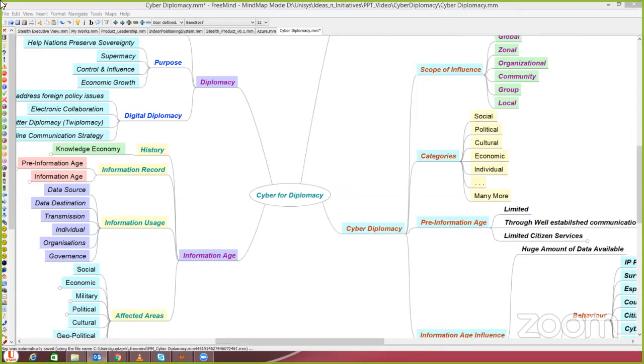Prashant, I have one question. Cyber for diplomacy is a very niche topic. Many people may not know much about it. But I have a specific question: how far is the technology in India advanced, to the extent of matching the threats or the cyber issues prevailing in the world?